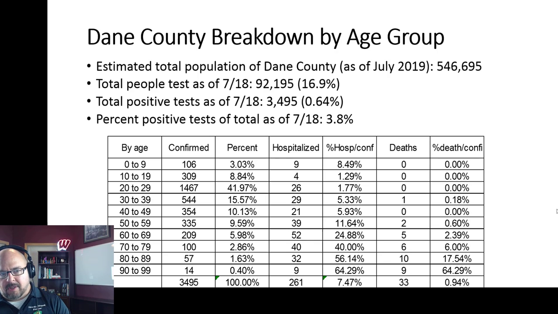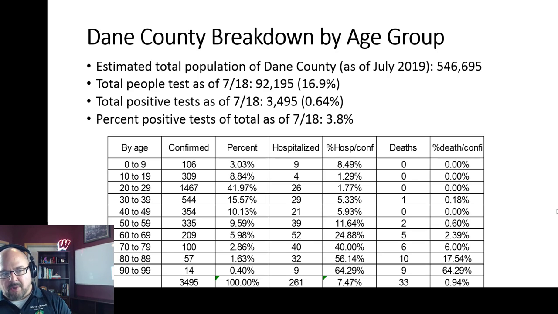So the total estimated population of Dane County, based on July 2019 census information, is just under 550,000. The total number of people tested as of today is about 92,000, which is just under 17% tested, some of them multiple times. The total positive tests have been just under 3,500. So from a population perspective, under 0.6% have been positive. That seems like a very small number.